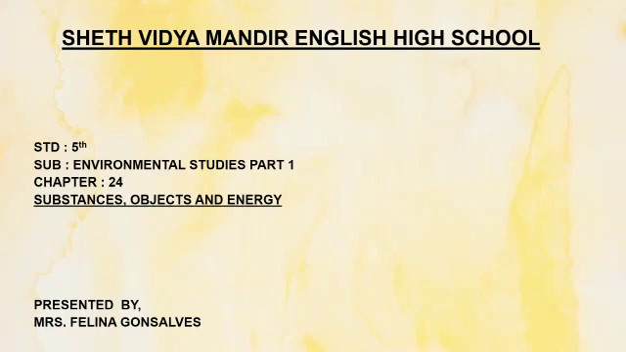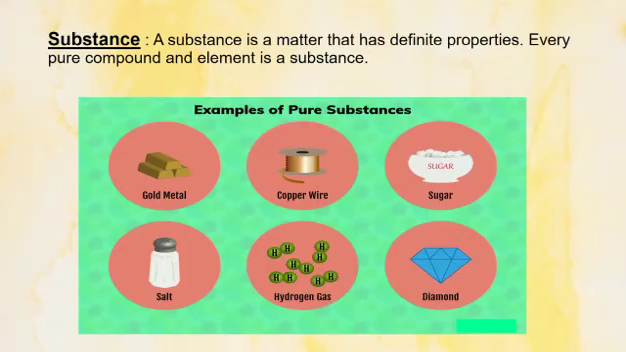Today we are going to learn Chapter 24 of Environmental Study, Part 1 for Standard 5th. The topic is Substances, Objects and Energy. What is a substance? A substance is matter that has definite properties. Every pure compound and element is a substance. For example, iron is an element and hence is also a substance.